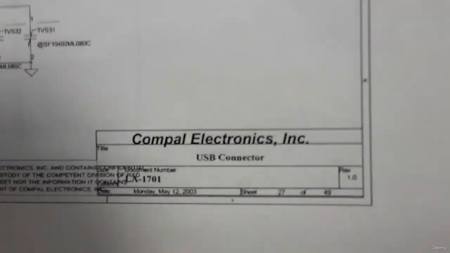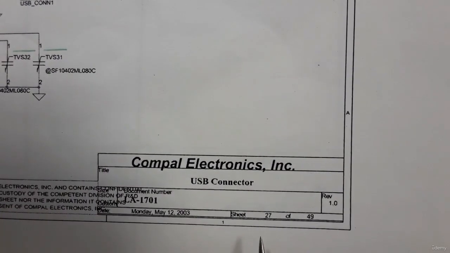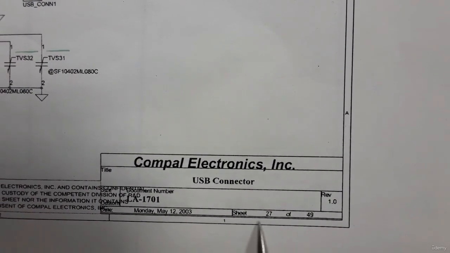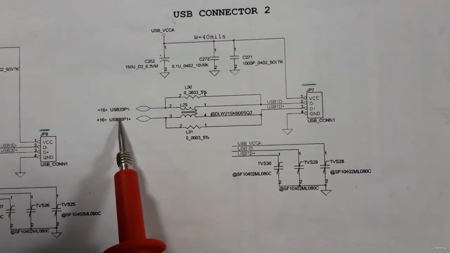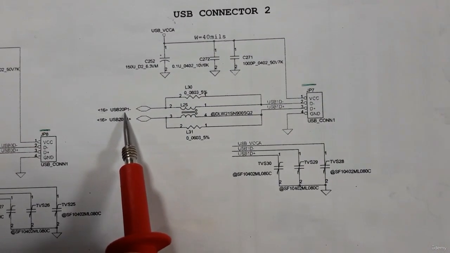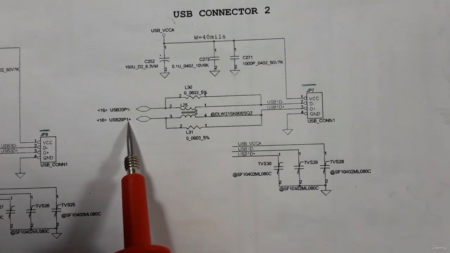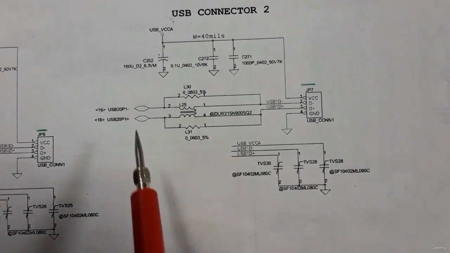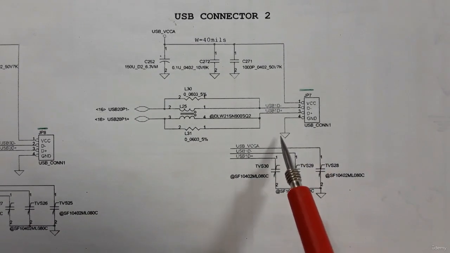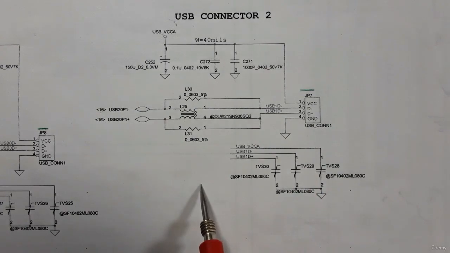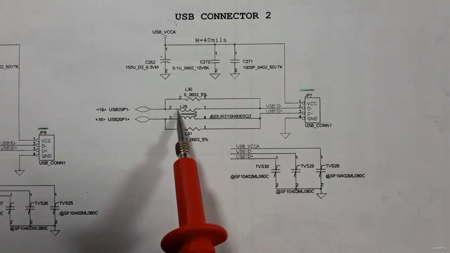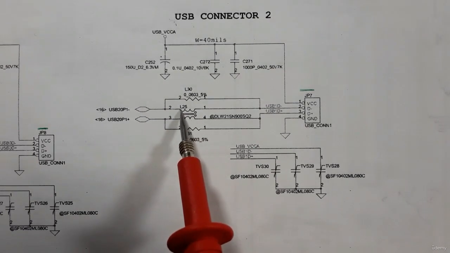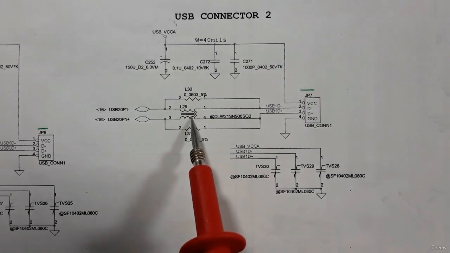Okay, so as you can see, we are now in sheet 27. We have our signals, USB 20P1 and USB 20P1 plus, and of course here we have the ground. But please pay attention that these two signals are passed through coils. Here this is the first coil, here this is the second coil.